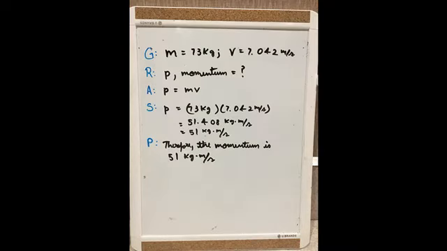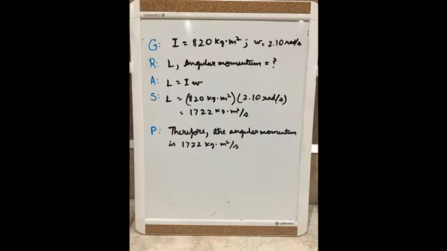To find the momentum, using the mass 73 kilograms and the velocity of 7.042 meters per second and this given formula, the momentum of the diver is 51 kilogram meters per second. To find the angular momentum, using the moment of inertia of 820 kilogram meter square and the angular velocity of 2.10 radians per second and this given formula, the angular momentum of the diver is 1722 kilogram meter square per second.